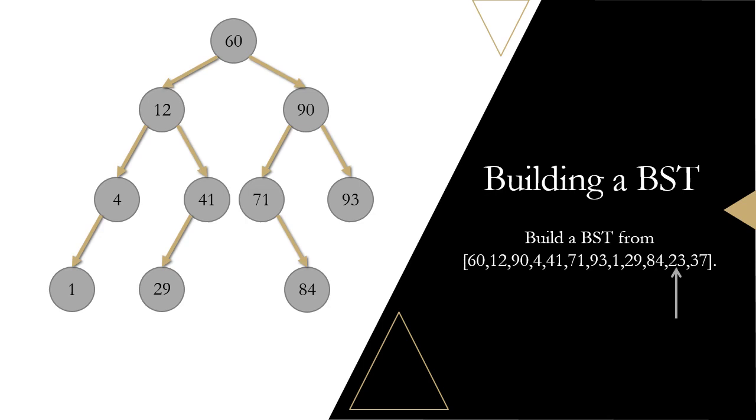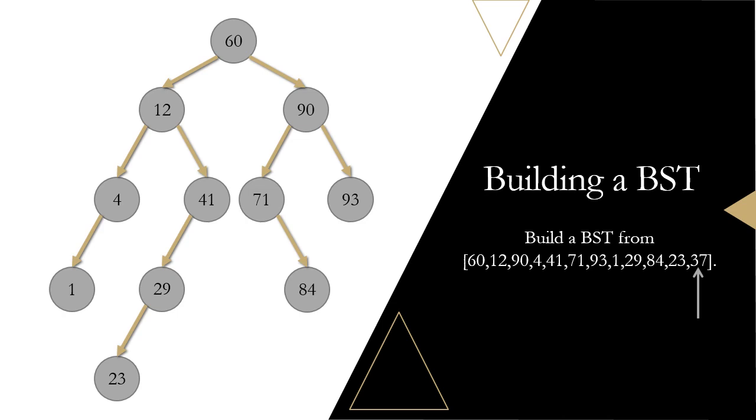The second last number is 23. Start comparison with the root. 23 is less than 60. Move to the left. Come to 12. 23 is greater than 12. Move to the right. Come to 41. 23 is less than 41. Move to the left. Come to 29. 23 is less than 29. But there is no left child of 29. So I make 23 the left child of 29.